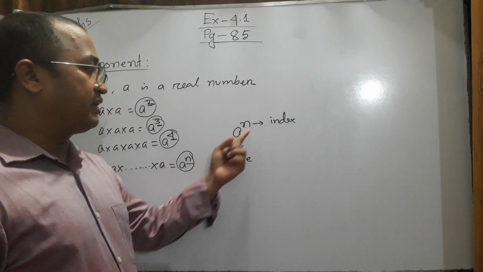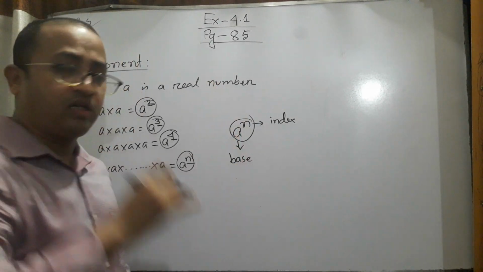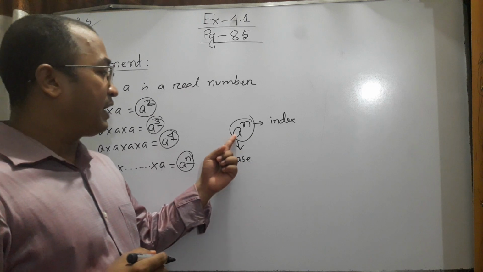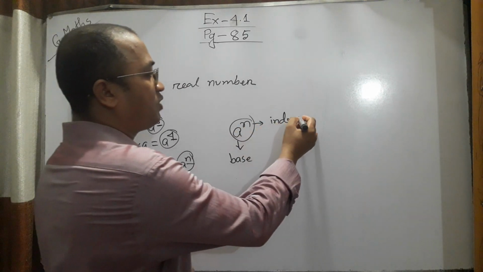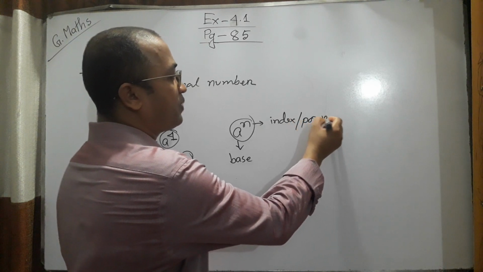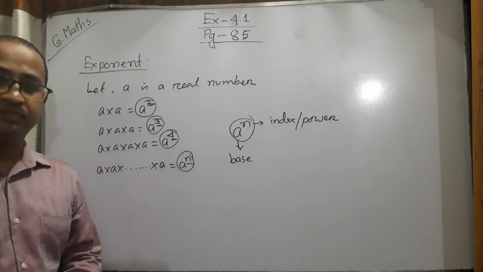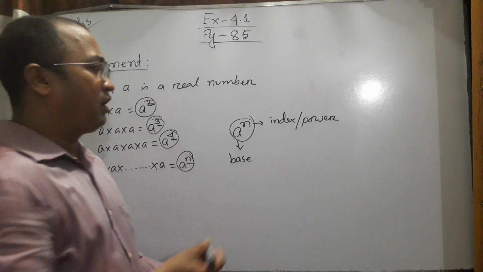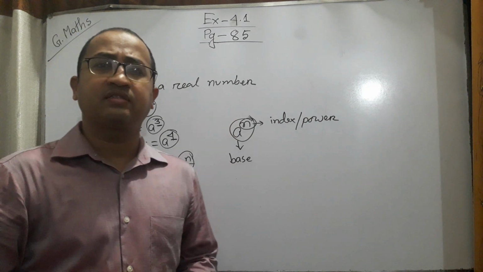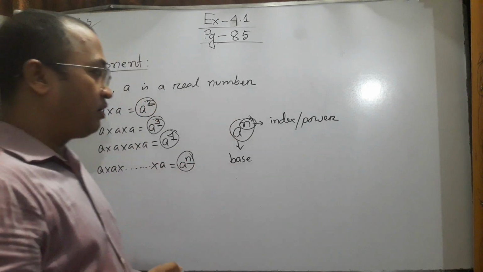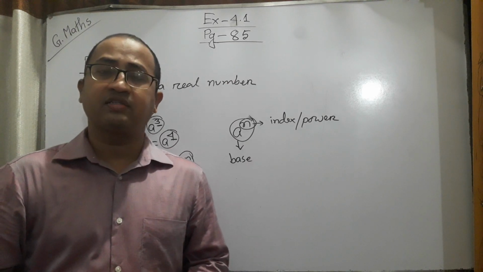A to the power n is an exponential expression. A is called base and n is called index. Another name of index is power. So I think you have understood what exponent is. The expression that has the power, we will say that is exponent. Now we will learn some laws of exponent, that is index.